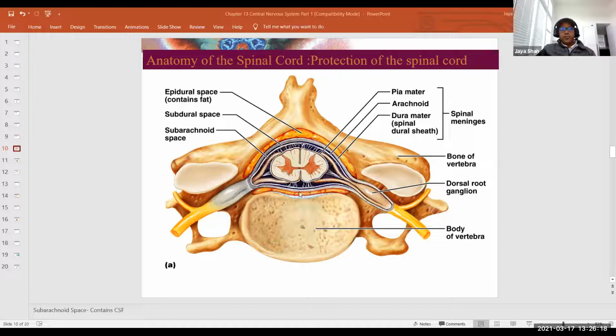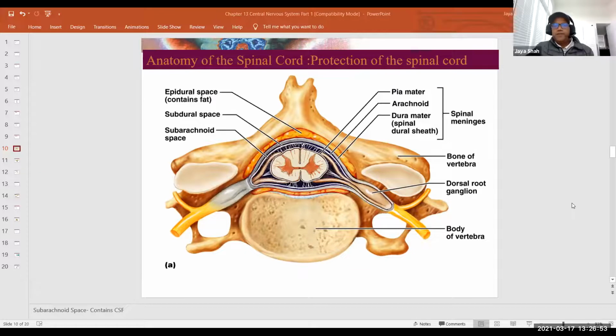Now, the protection of the spinal cord is like the protection of the brain. So you see here, you have the first vertebra. This is the spinous process, this is the transverse process, this is the body of the vertebra. And then you have a fatty layer. And then the spinal cord is covered by 3 layers of meninges, spinal meninges. Similar meninges will be in the brain too, we'll see in coming slides.